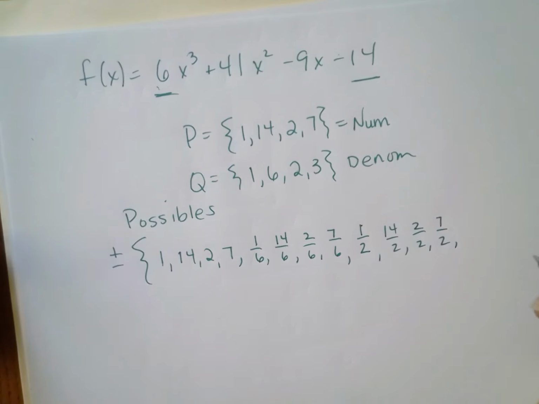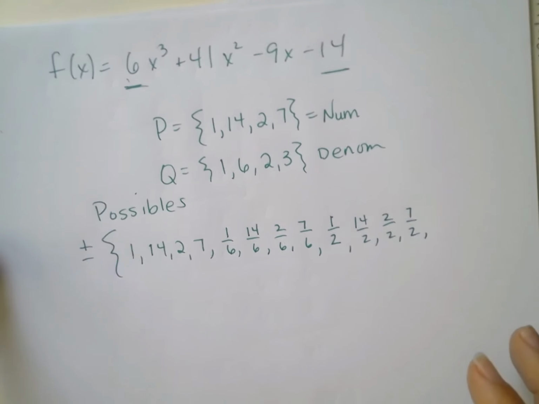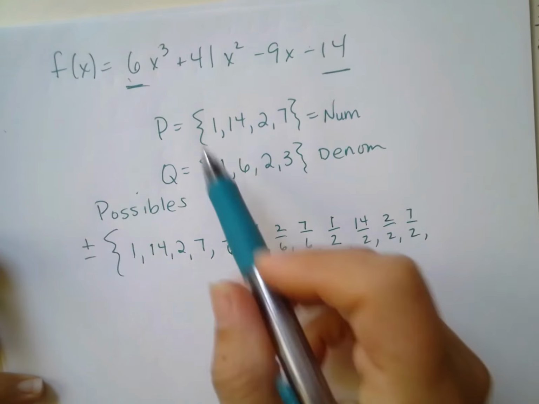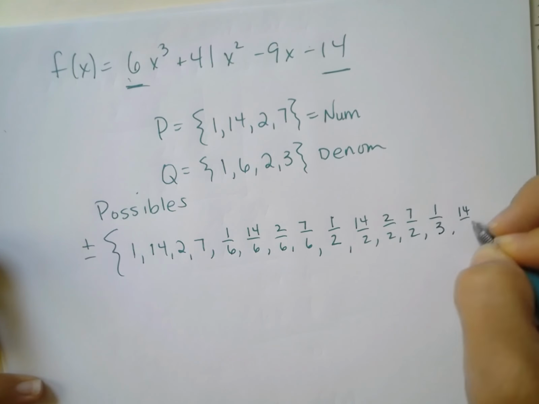All right, and then the last denominator I have here is 3, and so I'm going to write each one of these over 3. So I'll get 1 over 3, 14 over 3, 2 over 3, and 7 over 3.